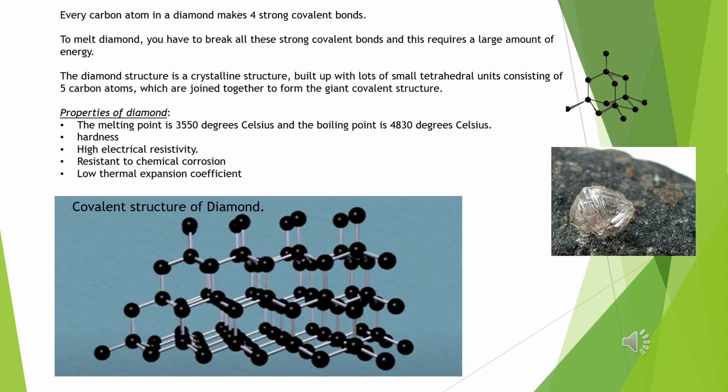Every carbon atom in a diamond makes 4 strong covalent bonds. To melt diamond, you have to break all these strong covalent bonds, and this requires a large amount of energy. The diamond structure is a crystalline structure built up with lots of small tetrahedral units consisting of 5 carbon atoms, which are joined together to form the giant covalent structure.